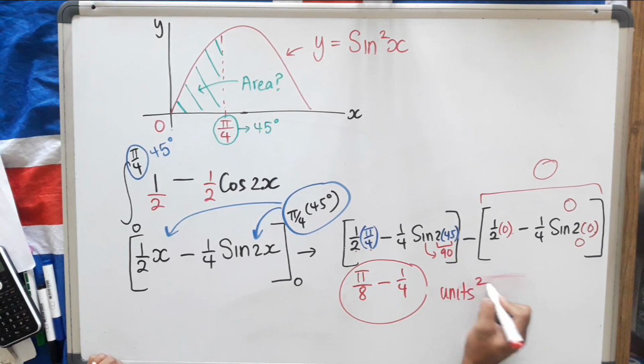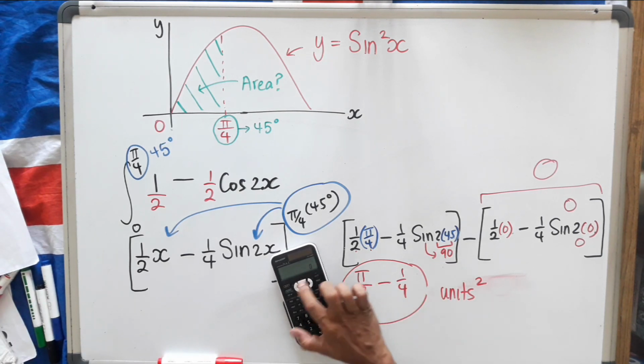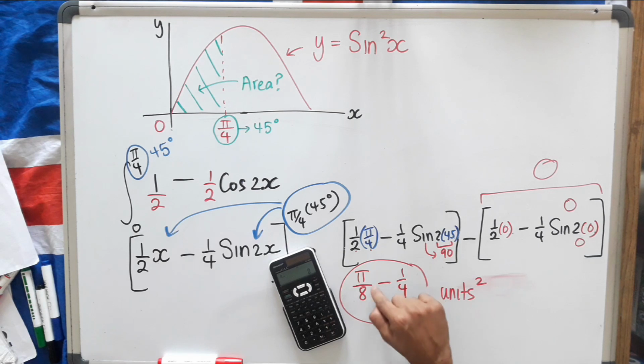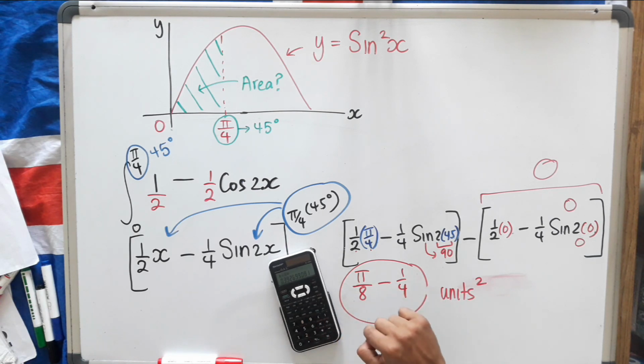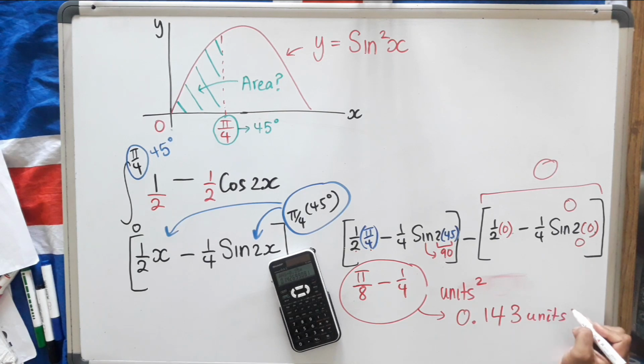Units squared. Some textbooks will leave the answer like this, and some textbooks will work it out. So let's work it out. Pi divided by 8 minus a quarter, which is 0.25. This is also an acceptable answer in the exam. 0.143. Well, I went to 3 decimal places. Doesn't really matter if it's 1 or 2.